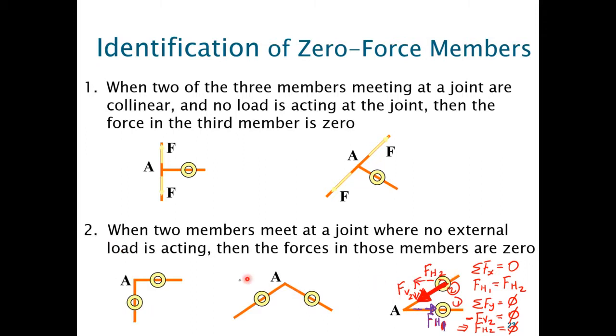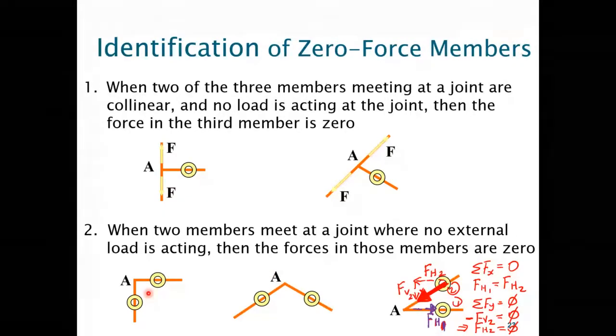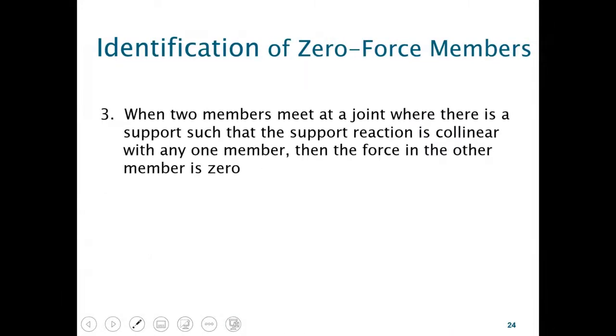Again, trying to keep an eye on these things because it's very useful for eliminating members when we're calculating, to know which ones have got zero force in them. And so the third thing when we have to identify zero force members is when two members meet at a joint where there is a support such that the support reaction is collinear with any one member, and the force in the other member is equal to zero.